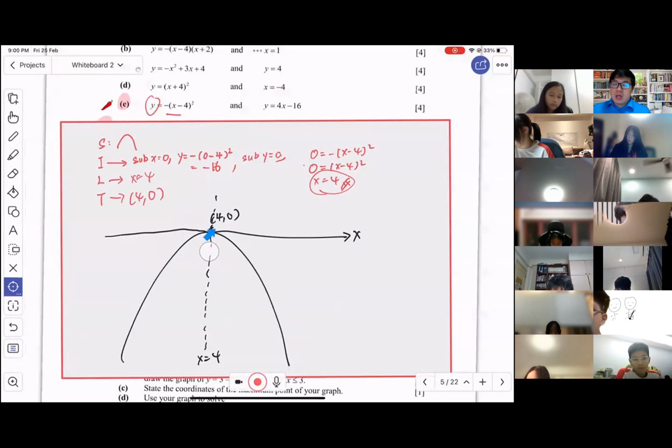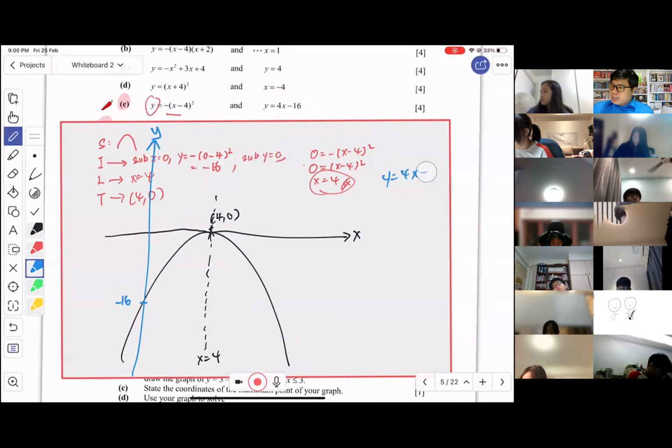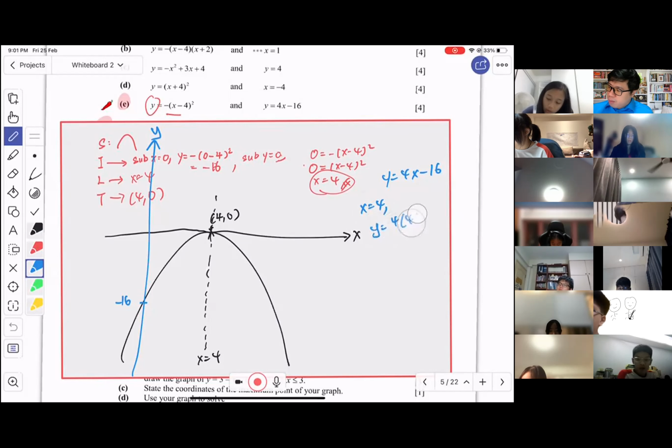Okay, very good. Next one, y equals 4x minus 16, very easy. What you need to do is very simple: just get 2 points. Usually, I teach people to sketch a line by getting 2 points. The y-intercept, I forgot to put negative 16. Y equals 4x minus 16. If x is 4, then y will be 4 times 4 minus 16.